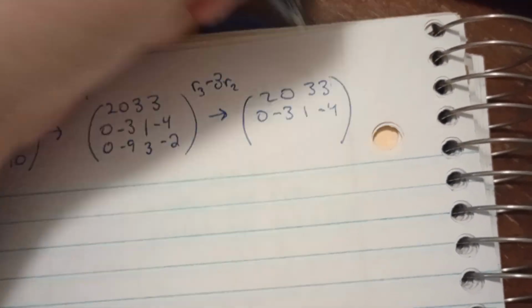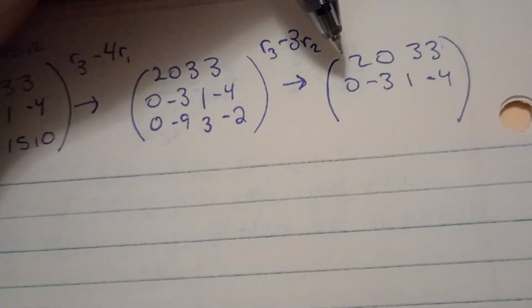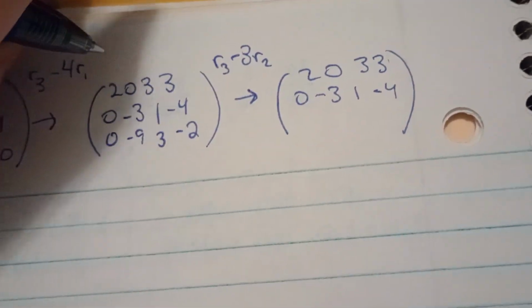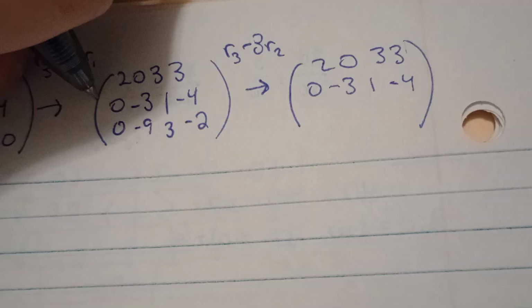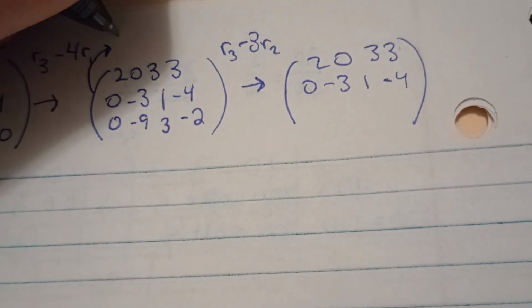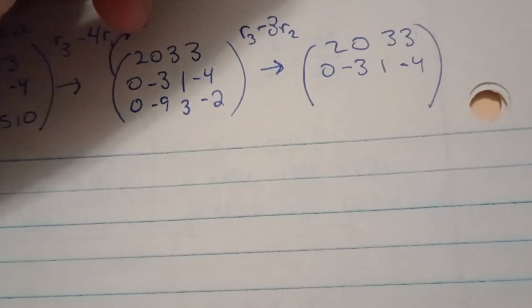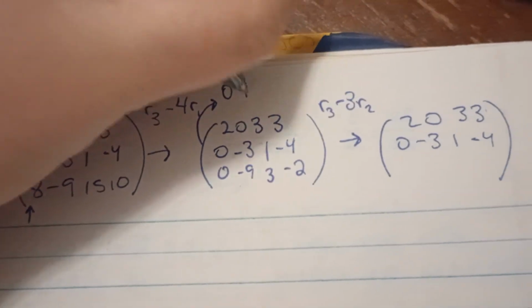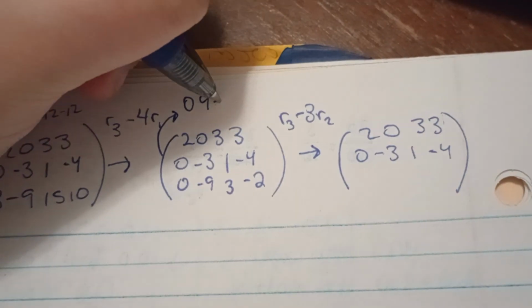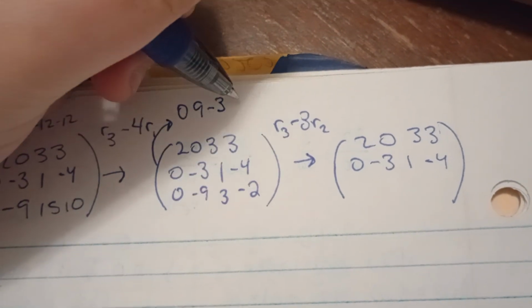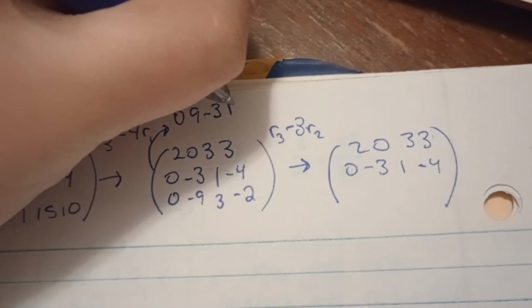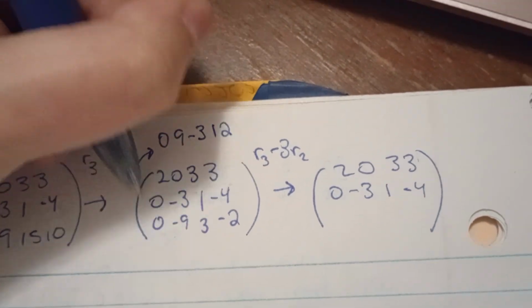But we are going to change this third row. So let's just do some math right here. Row 2 is going to be 0 times negative 3, which is just 0. Negative 3 times negative 3 is 9. 1 times negative 3, negative 3. Negative 4 times negative 3 is positive 12. Now we add that to that last row.